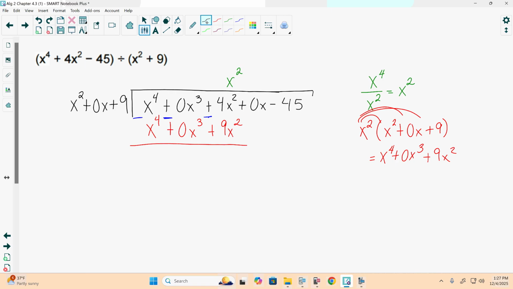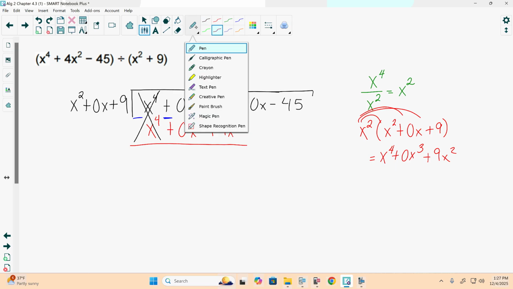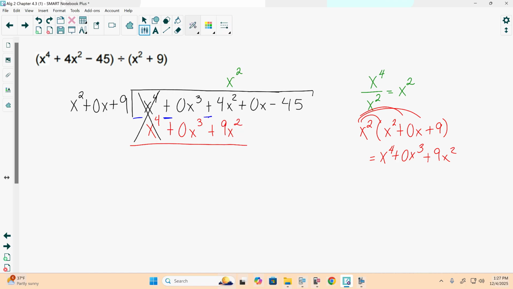And then we would subtract, yes? X to the fourth minus x to the fourth is 0. X cubed, 0x cubed minus 0x cubed is 0. There's two ways we can do this. One, I can't use that. I wish I could. We can write it as 0x cubed, and then we would have to do 0x cubed divided by x squared, which would be 0, which is a whole bunch of zeros, yes? So the way that we can do this also is we can go 0x cubed minus 0x cubed is 0. It's gone.